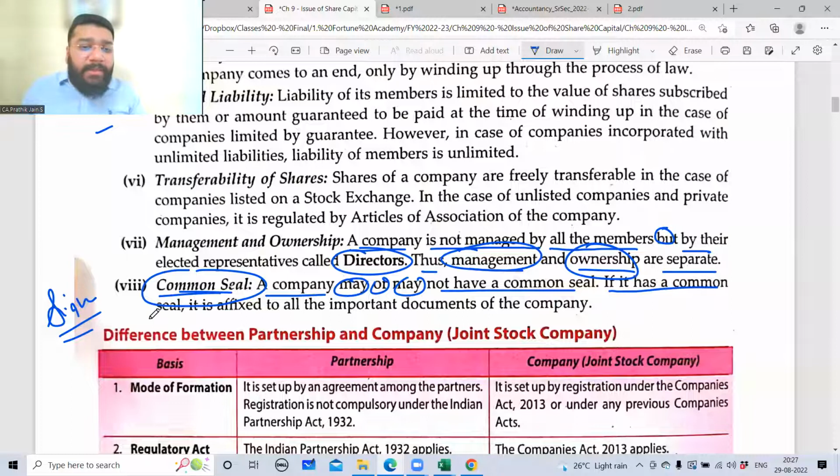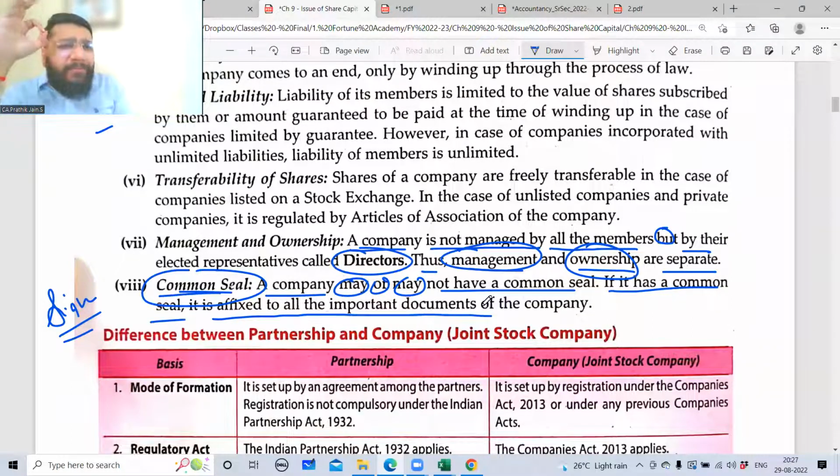If a company has a common seal, it has to be affixed on all important documents. Every document the company is preparing, every contract the company is entering into, must mandatorily carry this common seal. If the common seal is not on the document, that document is called invalid. Am I clear or not clear?